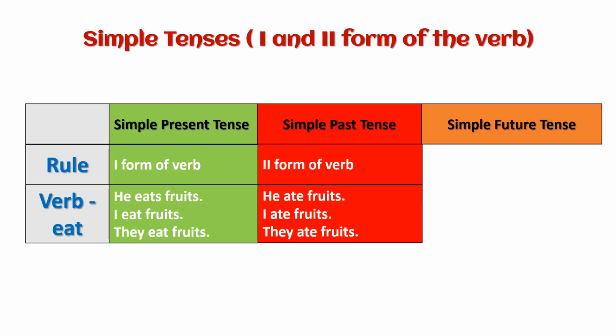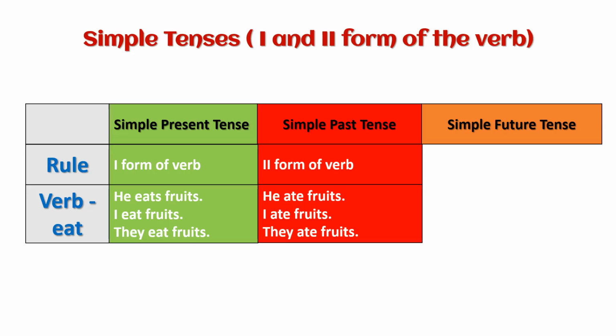They ate fruits. Here you will notice that with all types of subjects, whether it is singular or plural, we always use the second form of the verb only. No s is there. Now coming to the third type of tense, that is simple future tense. Let us see the rule.